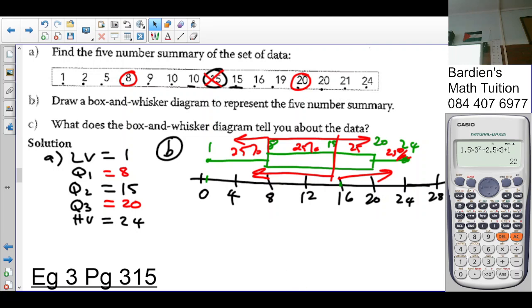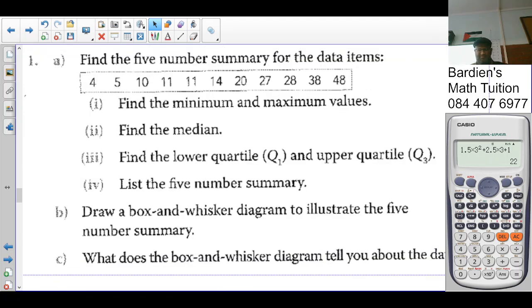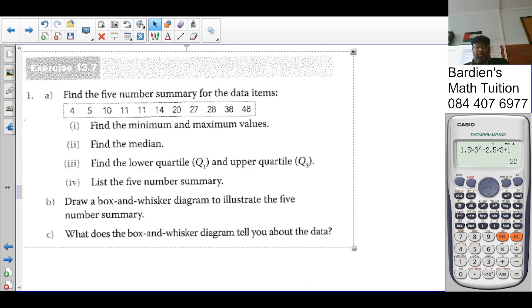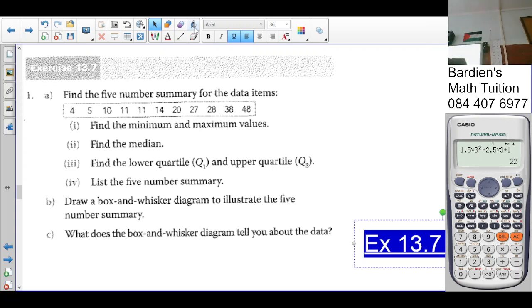No? So this exercise 13.7, I want you guys to do number 1 quickly. Okay, 13.7, number 1. Pause the video at this point. Right, this is the exercise 13.7, page 3-1.